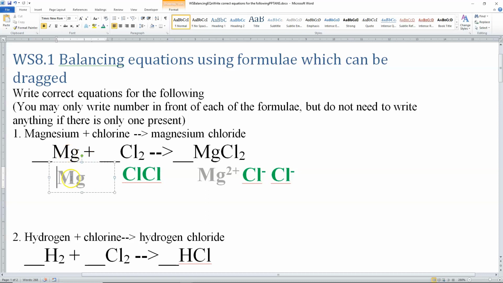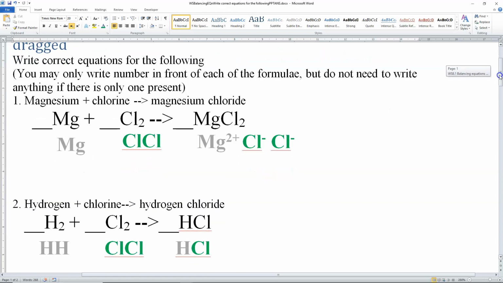So Mg, just one Mg, Cl2, meaning 2 chlorines, MgCl2, 1 magnesium and 2 chlorides. If we look at this, we can see there is 1 magnesium present on each side, 2 chlorides present on each side, so it's already balanced, so we don't need to do anything with this. With this, I would suggest you try working through it, have a go, and if you get stuck, push play afterwards to find out what the solution is.